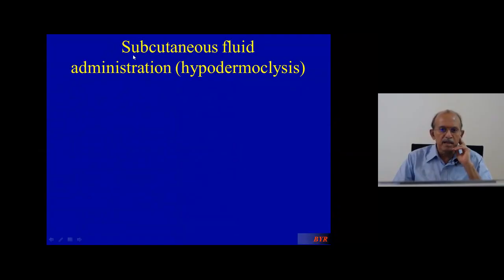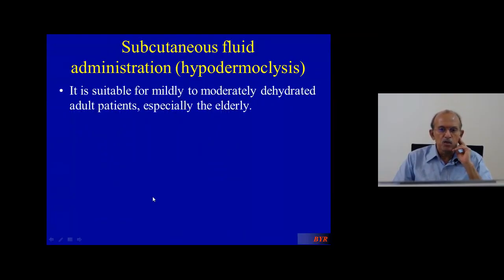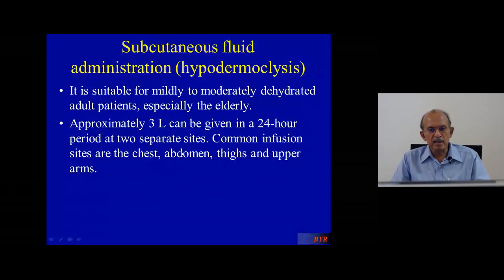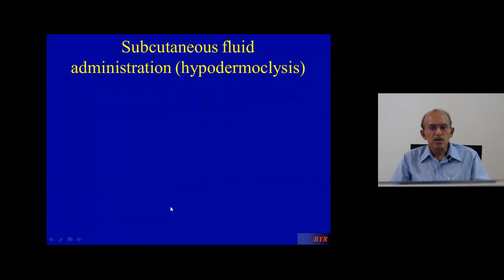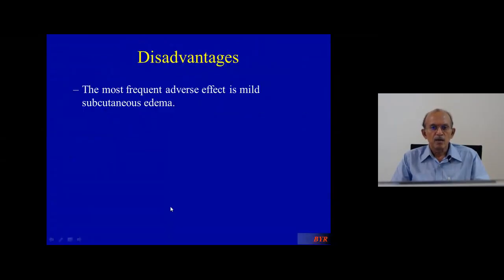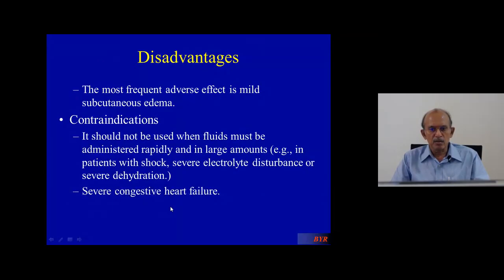Then the fourth method is subcutaneous fluid administration. It is suitable for mildly to moderately dehydrated adult patients, especially the elderly. Approximately 3 liters can be given in a 24-hour period at 2 separate sites. So these things are all only for theory purposes. You should give only oral route or intravenous route. The subcutaneous method was a very old technique, so it is not being employed, because you have no control over the fluid administration. So I will skip it.